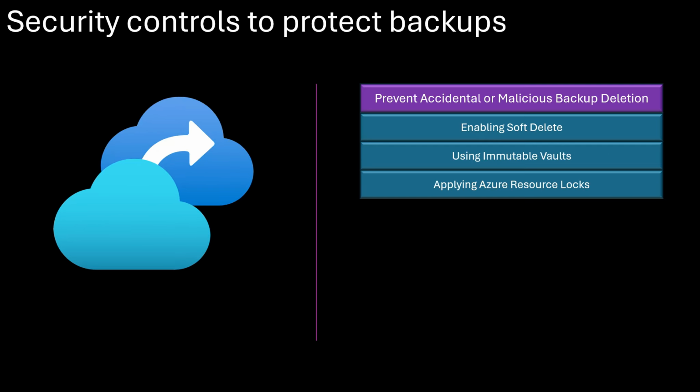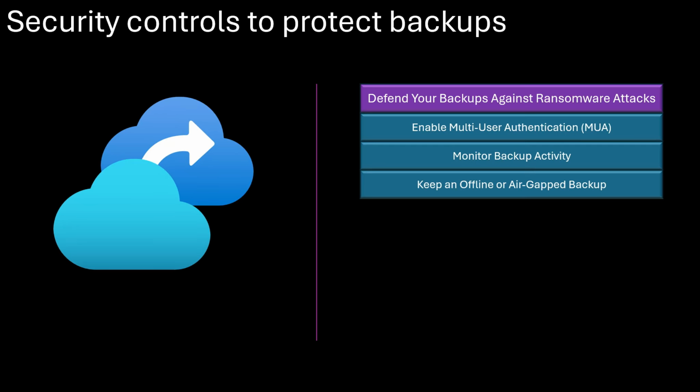You need to ensure that no one can delete your backups, even by mistake or through a cyber attack. You can do this by enabling soft delete. If someone deletes a backup, Azure keeps it for 14 days, which allows you to recover it within that 14 days time period. You can also do this by using immutable vaults. Immutable vaults prevent anyone from modifying or deleting backups for a fixed period. And you can do this by applying Azure resource locks. By adding a cannot delete lock on your backup vault, you prevent unauthorized deletions.